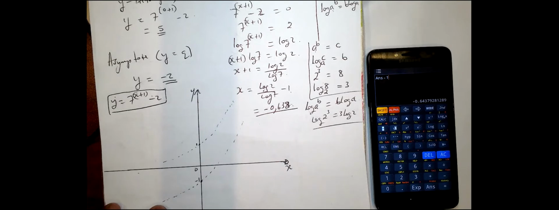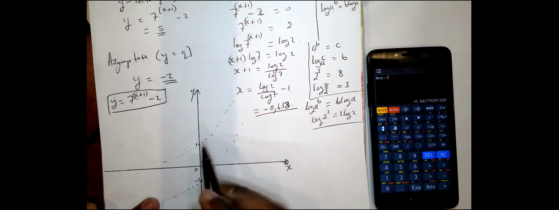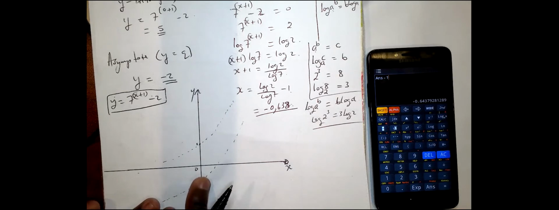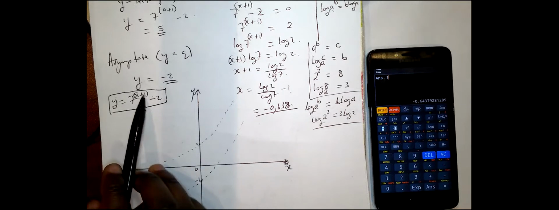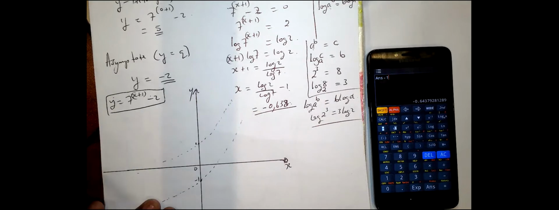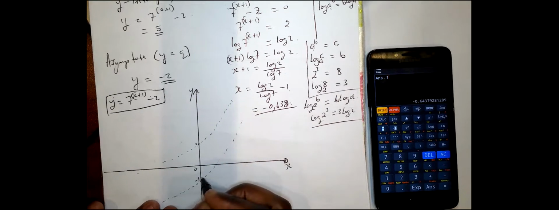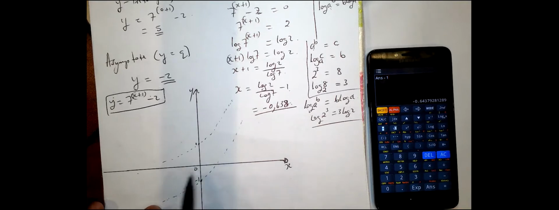Now we haven't started yet. We need to move this graph again. How many units? 1 unit to the left because it's +1 here. We need to move it horizontally. So now our graph is going to come this side.